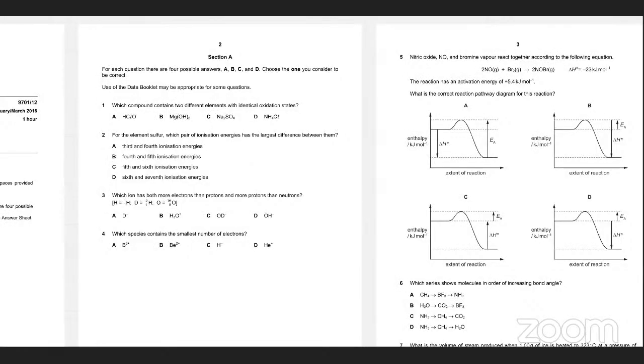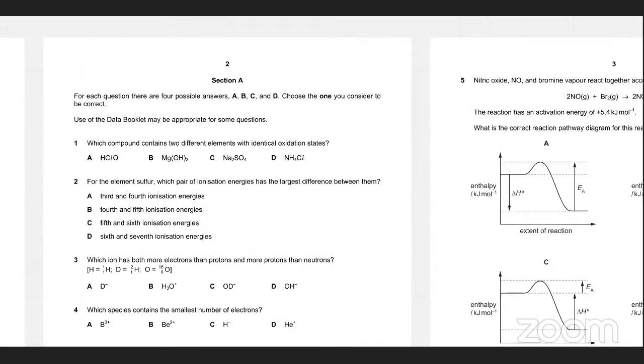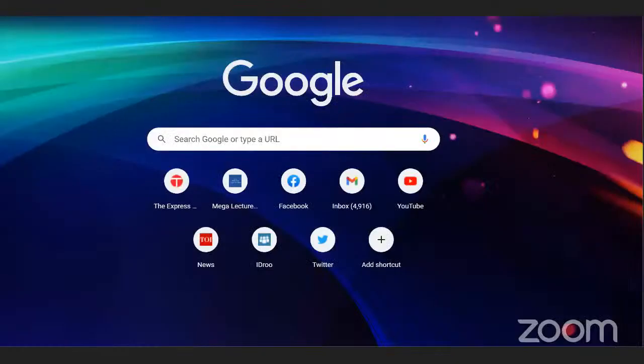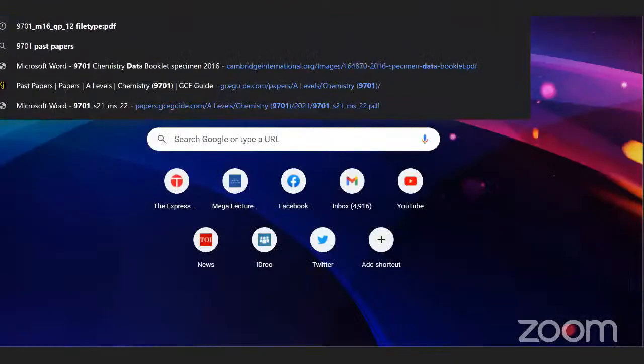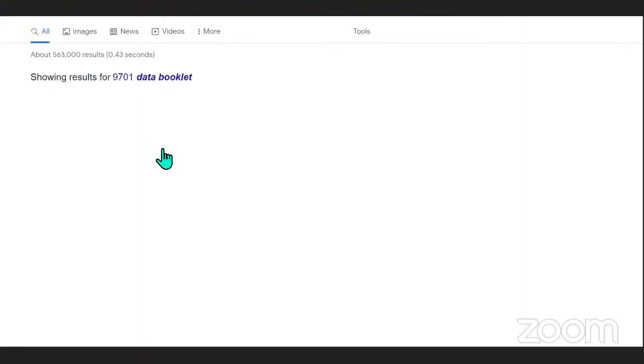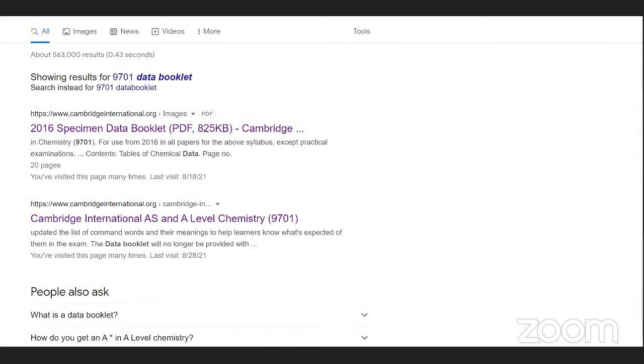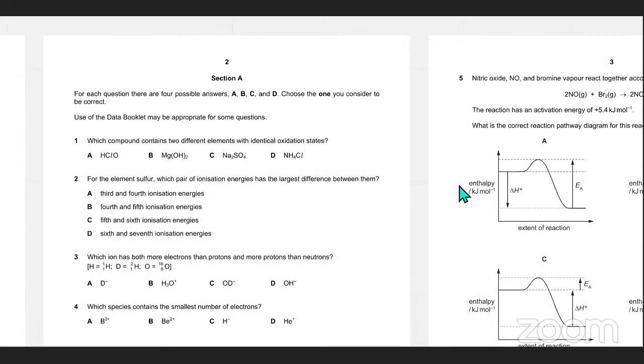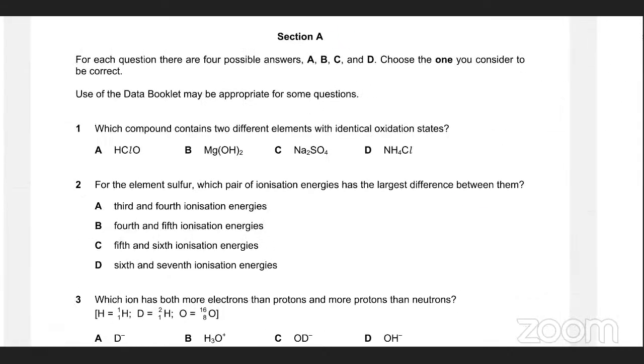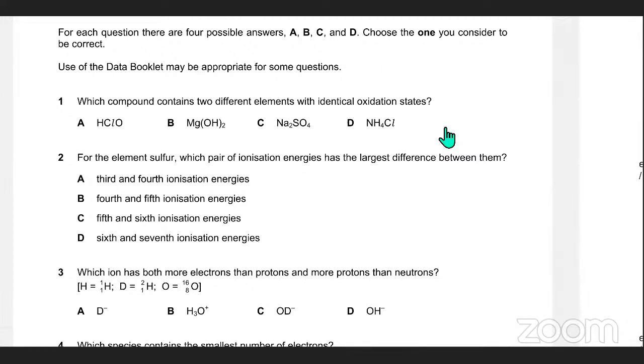Okay, done है. अच्छा, so we're going to start, and I'm just going to quickly open the data booklet. चलें, let's start with the first one. Okay, let's start with the first question.